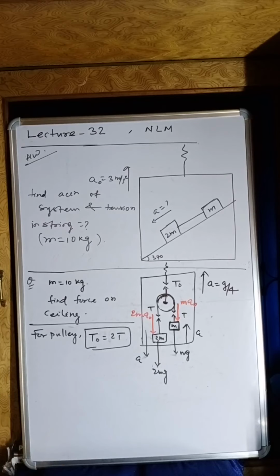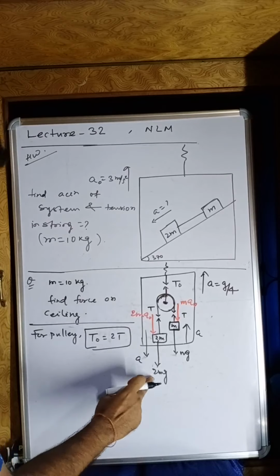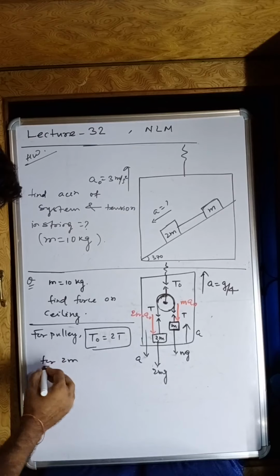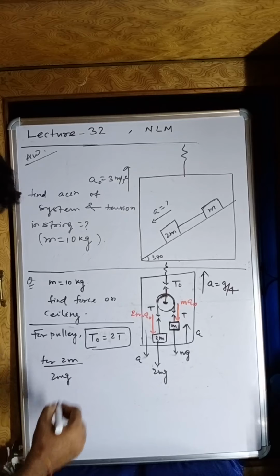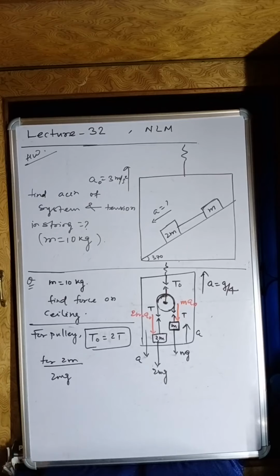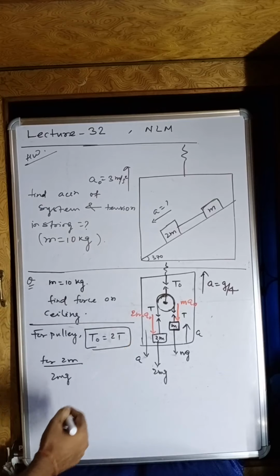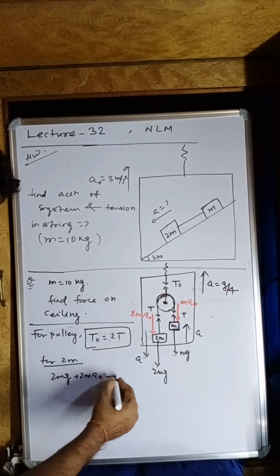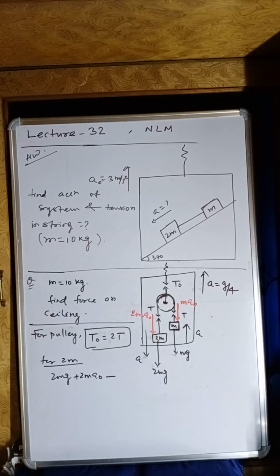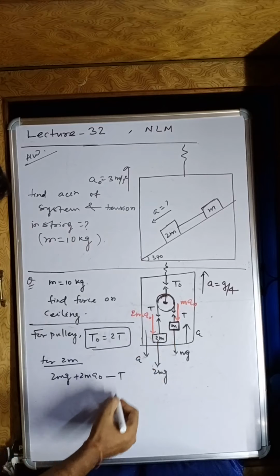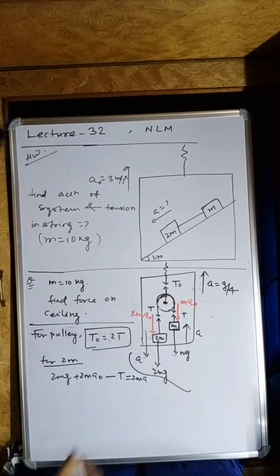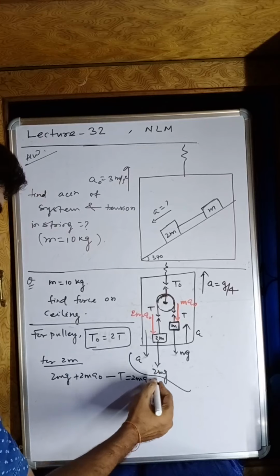If it is moving down, then for this block of 2m, we can write 2mg. Is there any other force acting downward? Yes, this is another force acting downward. It is twice ma naught. So plus 2m a naught, minus. Is there any force in the upward direction? Yes, it is tension T, equal to 2ma. Am I right? Yes. This is equation 1.